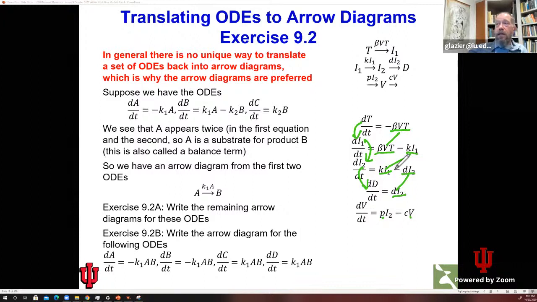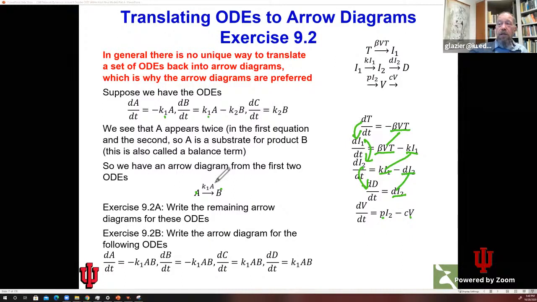So when I look at a set of equations that I haven't seen before, like these ones over here, the first thing that I'm going to do if I want to write arrows is look to see if there's a balance. Minus K1A plus K1A. That means I have A goes to B, at rate K1A. So your first assignment would be look at those 3 ODEs and write the arrow diagram for it.